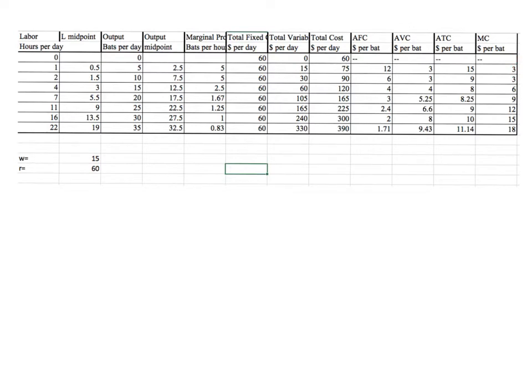So should we go, we only have output increasing in 5. Should we produce 5 bats? Yeah, the marginal cost is $3 a bat. We can turn around and sell those for $10 a bat. You bet. Again, should we go to 10? Yep. $10 is higher than $3. Should we increase output to 15? Absolutely.